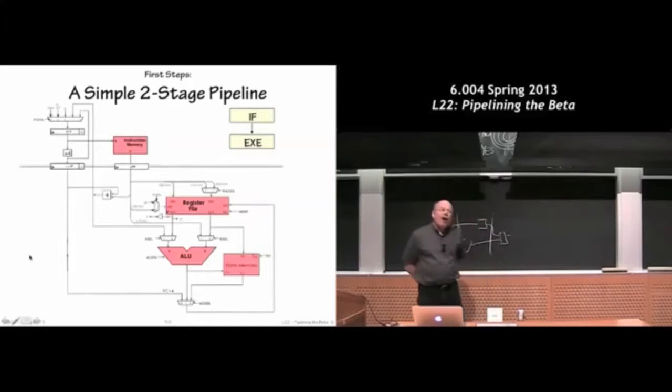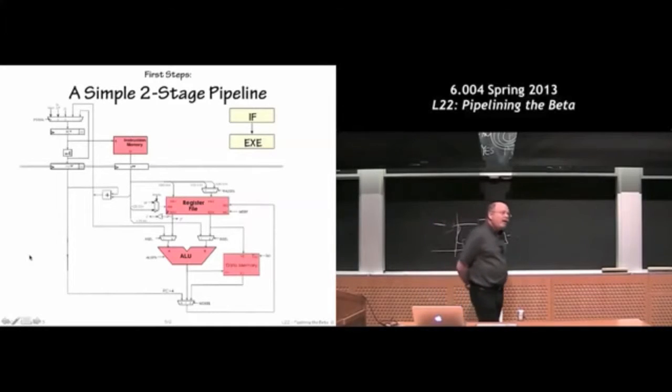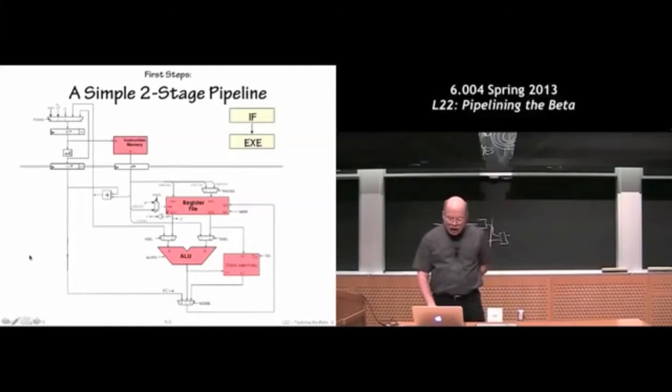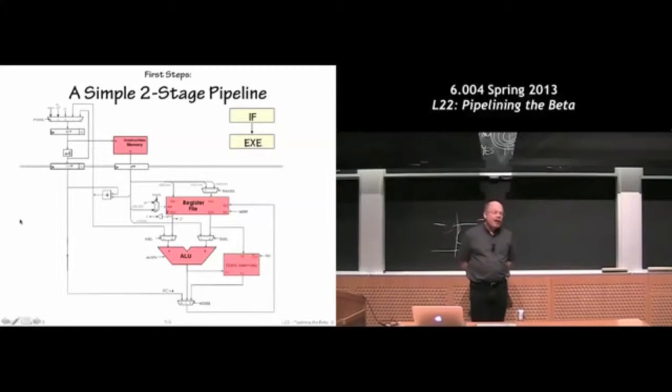Okay, so we're going to start off modestly. We're simply going to build a two-stage pipeline. We're going to have one stage be the instruction fetch, and the next stage be the execution of the instruction that was fetched. And you say, okay, so that's two steps. So what's magic about this in terms of why is this performance better?